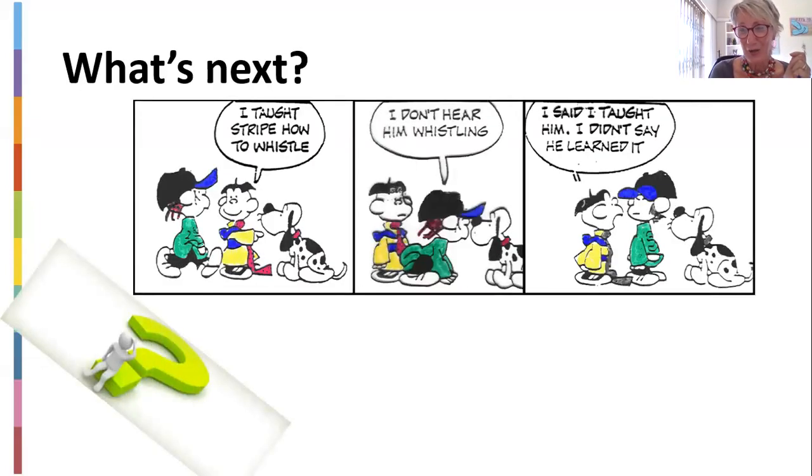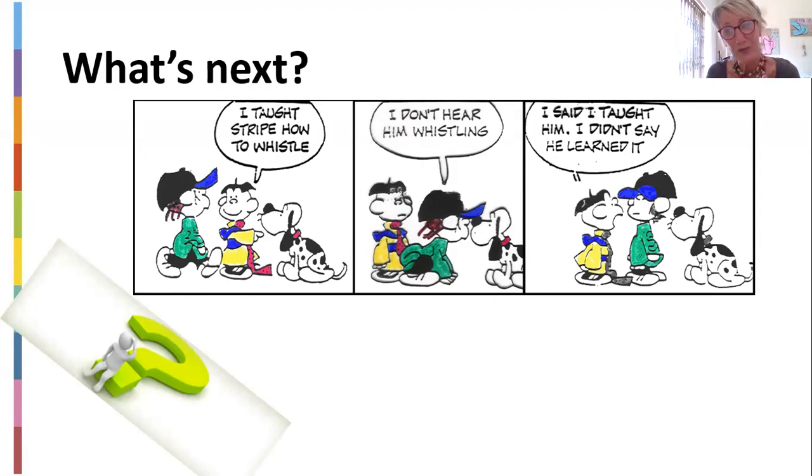I love cartoons, and here we have Tiger, and he says, I taught Stripe how to whistle. Now Stripe is the dog, frame 1. Tiger says, I don't hear him whistling. Okay, let's listen to it. He says, I said I taught him, I didn't say he learned it. And this is what happens in our classrooms often. We teach until we're blue in the face, and do our students actually learn anything?